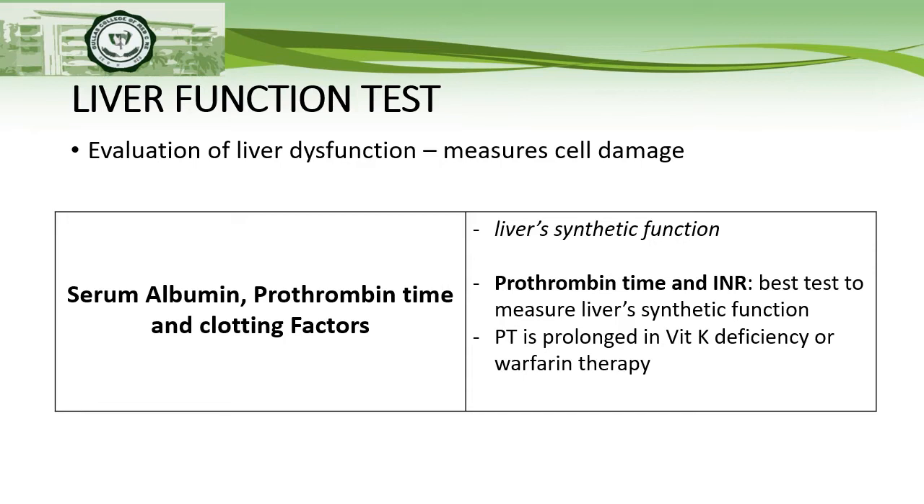Most clotting factors, except factor VIII, are synthesized exclusively in the liver, and thus their levels can be used to measure hepatic synthetic function. Measurements of the prothrombin time and INR are some of the best tests of hepatic synthetic function. Prothrombin time measures the rate of conversion of prothrombin to thrombin.